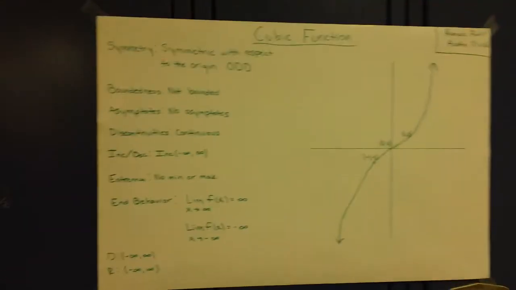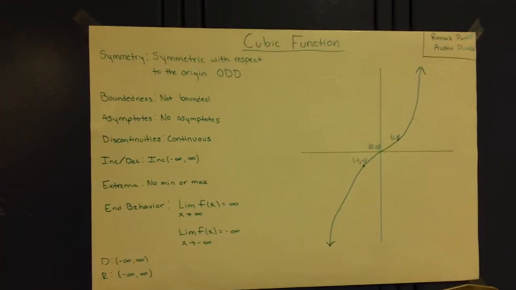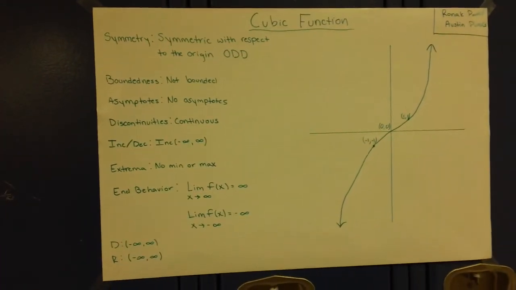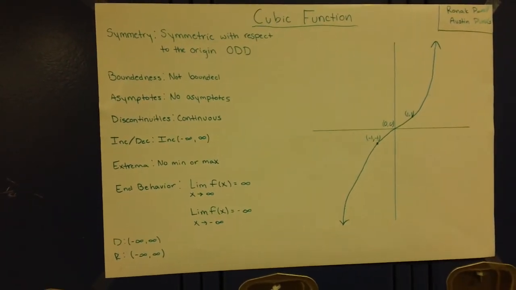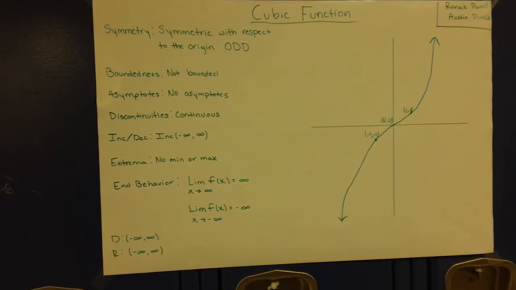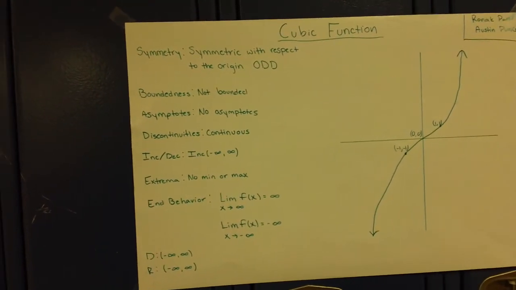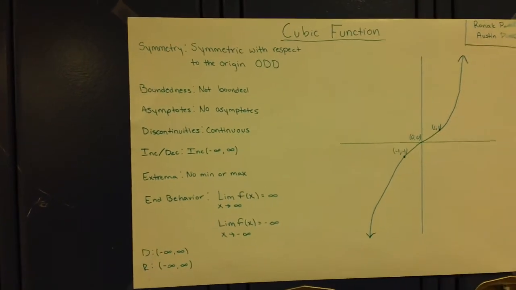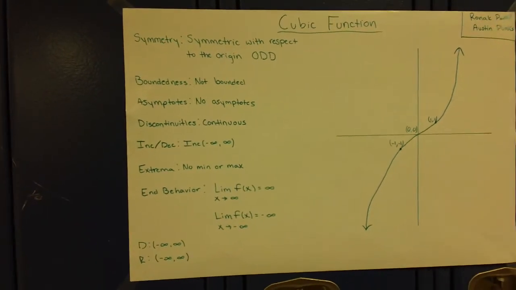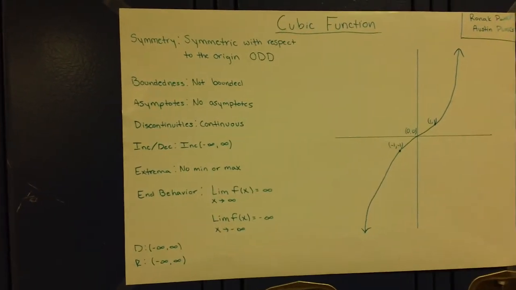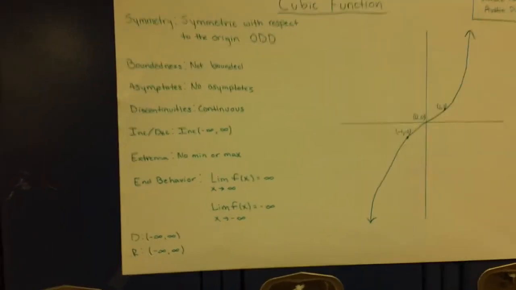This is the cubic function, and it's symmetric with respect to the origin. It's odd. It's not bounded, and it has no asymptotes, and it's continuous. It's increasing from negative infinity to infinity. There's no min or max. The end behavior as it approaches infinity is infinity, and the limit of f of x as it approaches negative infinity is negative infinity, and the domain is negative infinity to infinity, and the range is negative infinity to infinity.